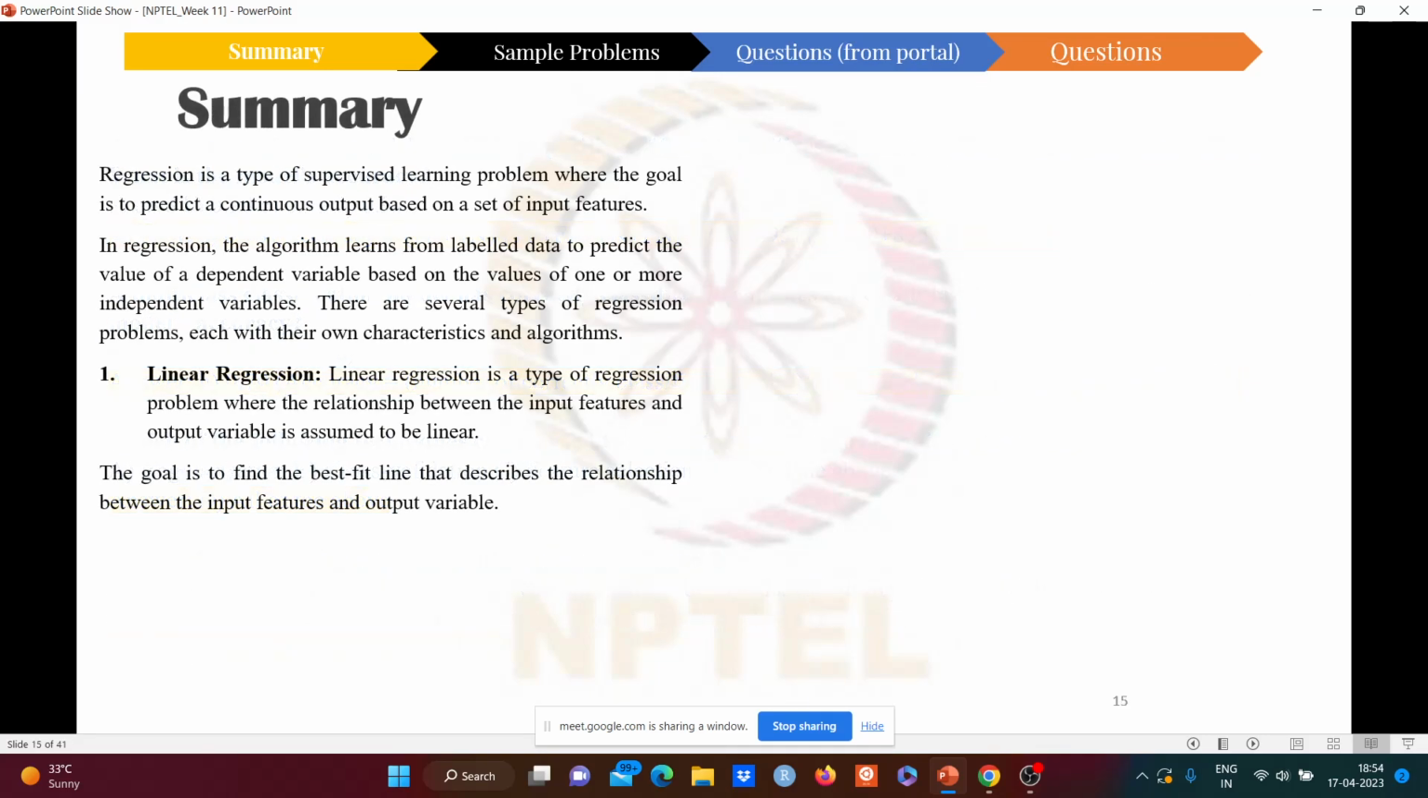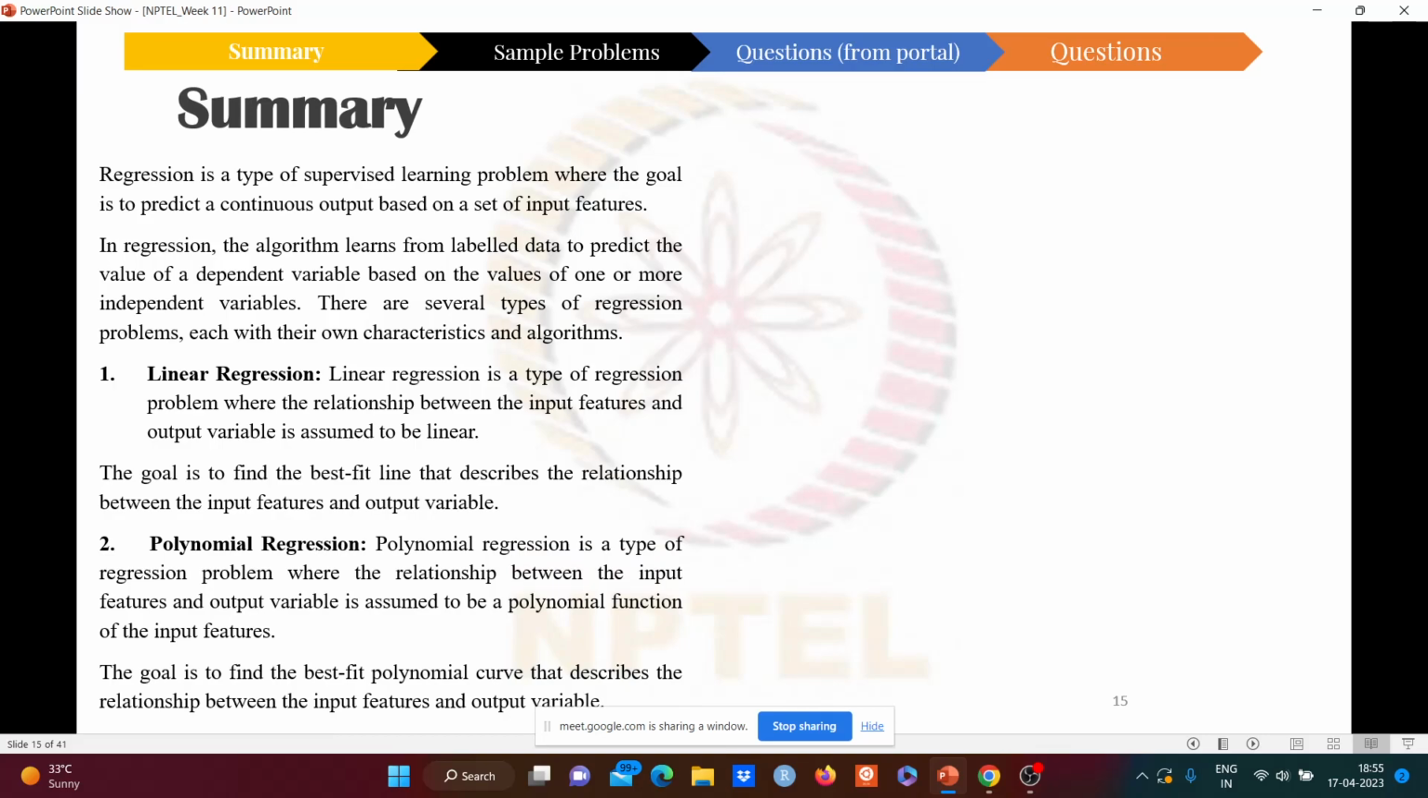Okay, moving forward with the regression. Regression is a type of supervised learning problem where the goal is to predict continuous output based on a set of input features. In regression, the algorithm learns from the labeled data to predict the value of a dependent variable based on the values of one or more independent variables. Broadly, two types of regressions we discuss: linear regression, which also includes MLR, multiple linear regression, and then polynomial regression.